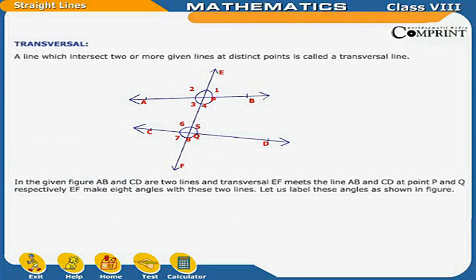A line which intersects two or more given lines at distinct points is called a transversal line. In the given figure, AB and CD are two lines and transversal EF meets the lines AB and CD at points P and Q respectively. EF makes 8 angles with these two lines. Let us label these angles as shown in the figure by numbers 1 to 8.